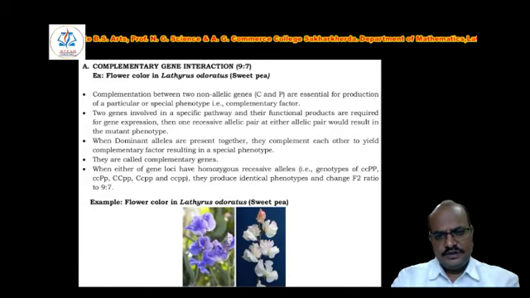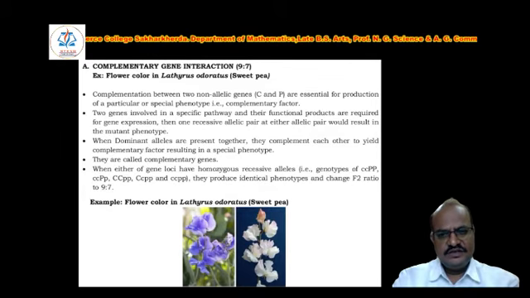Hello guys. Today we are discussing complementary gene interaction. In the last lecture, we saw what is meant by gene interaction. In gene interaction, various types of interaction among the genes take place. One example is complementary gene interaction.